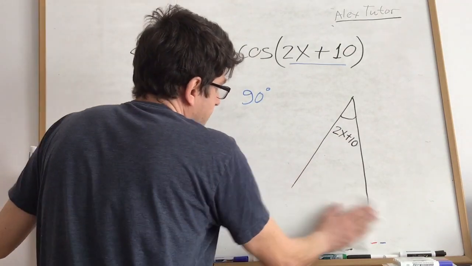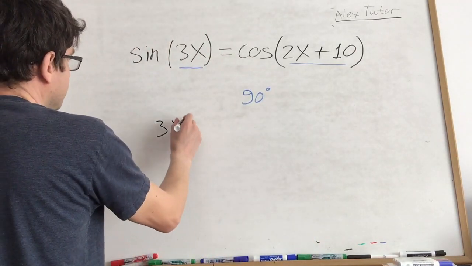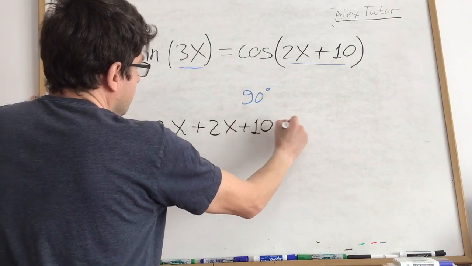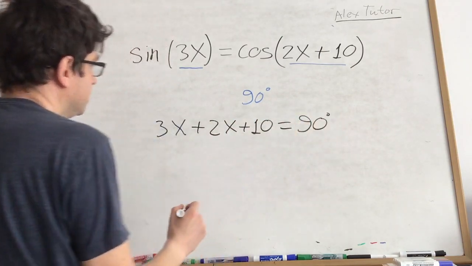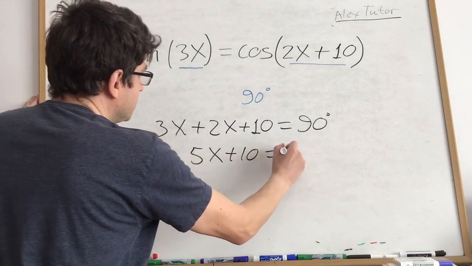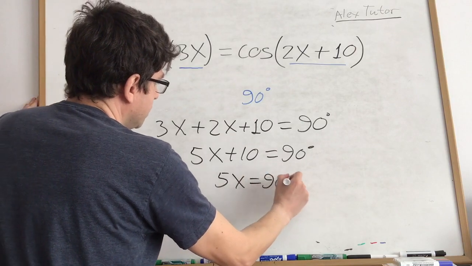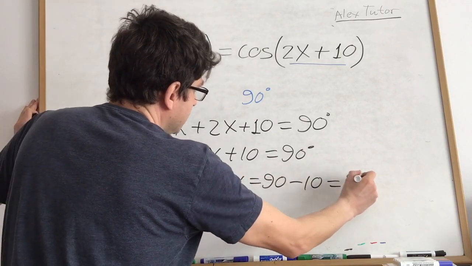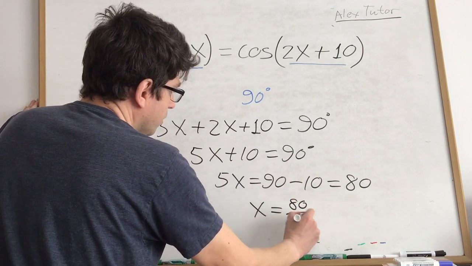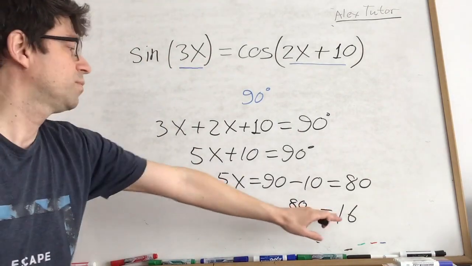So it means that 3x plus 2x plus 10 equals 90 degrees. So 5x plus 10 equals 90 degrees. 5x equals 90 minus 10, which is 80. So x equals 80 over 5, which is 16. So x equals 16.